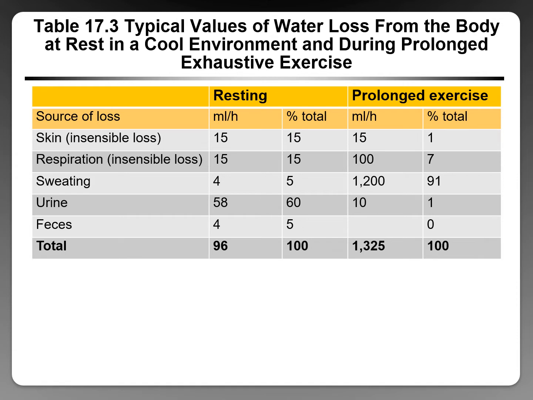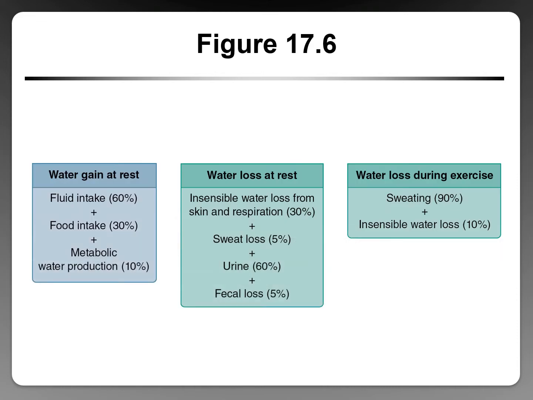Here's a comparison of resting and prolonged exercise for where the source of that water loss is coming from. Both of these are going to have, again, a percentage of 100%, but the amount of fluid loss is going to be mainly from sweating when we're doing prolonged exercise, 91%, or 1,200 milliliters per hour, compared to sweating only 4 milliliters per hour and making up 5% while at rest. This is really just a figure of what we have previously talked about, the different percentages of where you'd be gaining and losing water from, depending on whether it's rest or exercise.